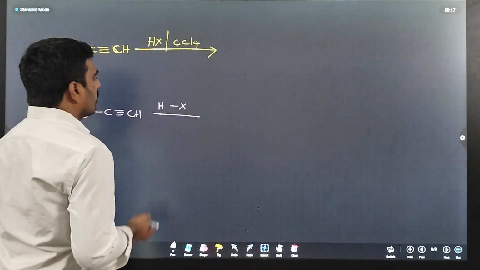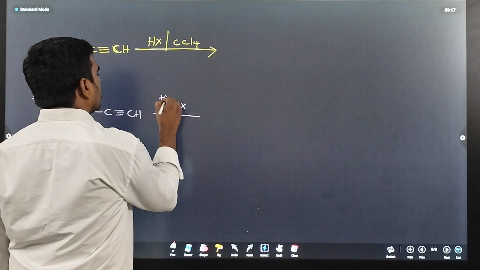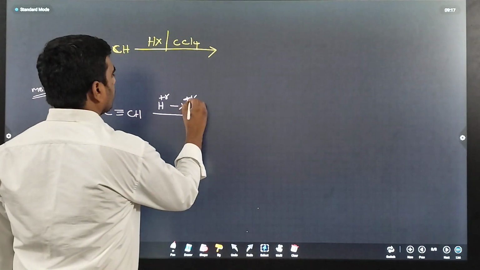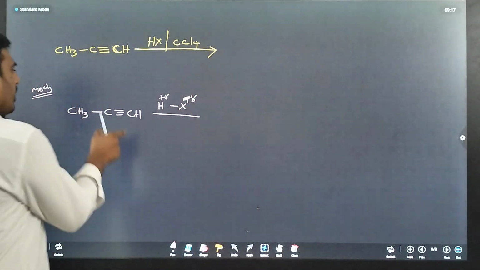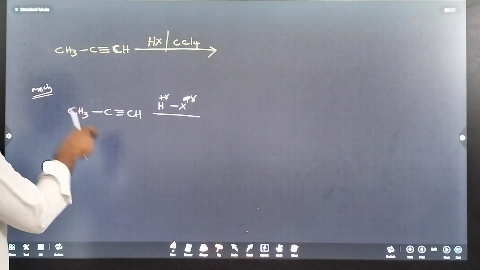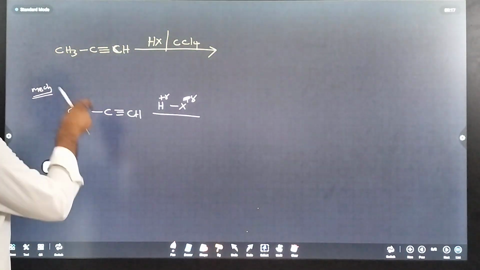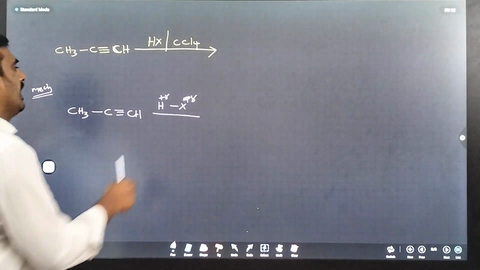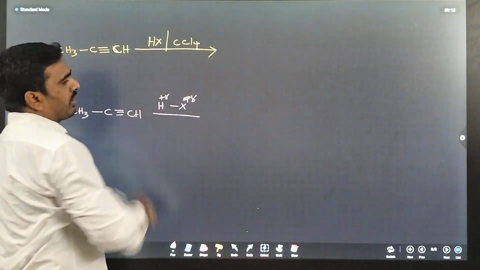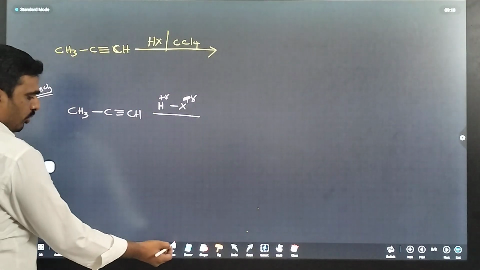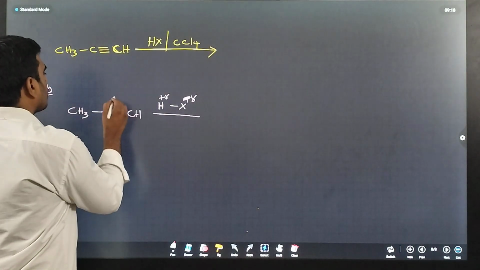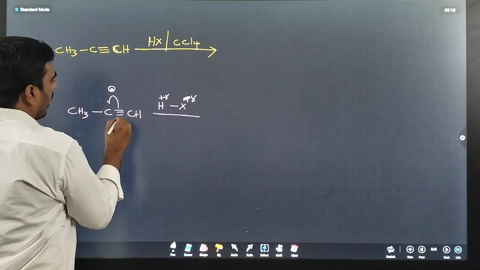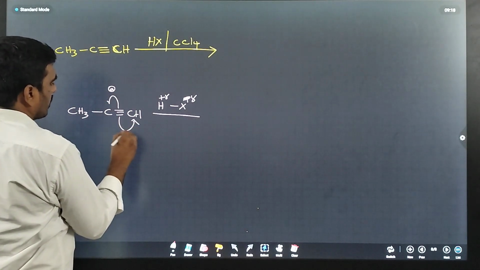Hydrogen is less electronegative compared to the halogen, so that's why this gets partial positive and this gets partial negative. Alkynes participate in electrophilic addition reactions, which means this reaction is initiated by the electrophile. Among these, H plus ion is the electrophile. Here also two possibilities are there: electron displacement towards one carbon is the A possibility, and towards the other is the B possibility.